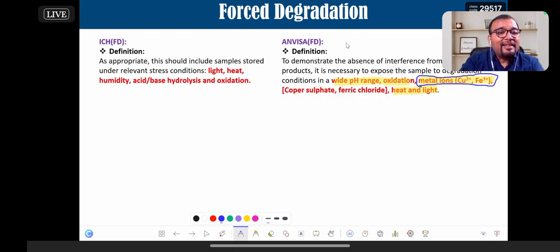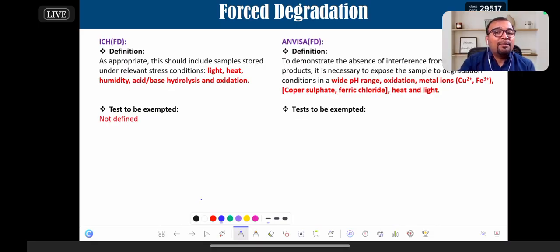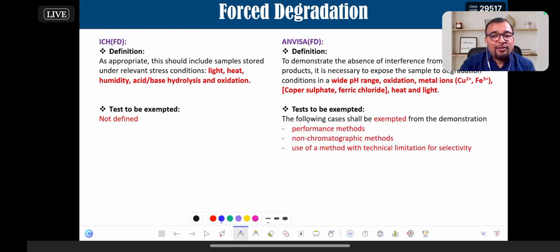Let us now understand the tests to be exempted. Now this is a very important point. What test can be exempted from the forced degradation? Now if you want to look at these details in the ICH guidelines, you will not find any mention about what test procedures can be exempted from the forced degradation, right? There is no mention about which procedures can be exempted. But when it comes to ANVISA, ANVISA has clearly mentioned the following cases shall be exempted from the demonstration of forced degradation. So performance methods.